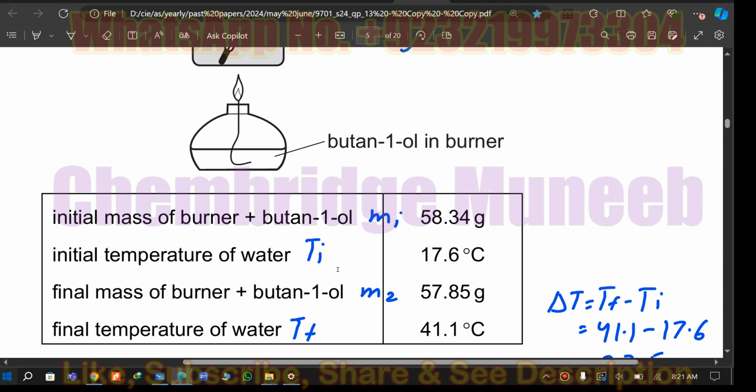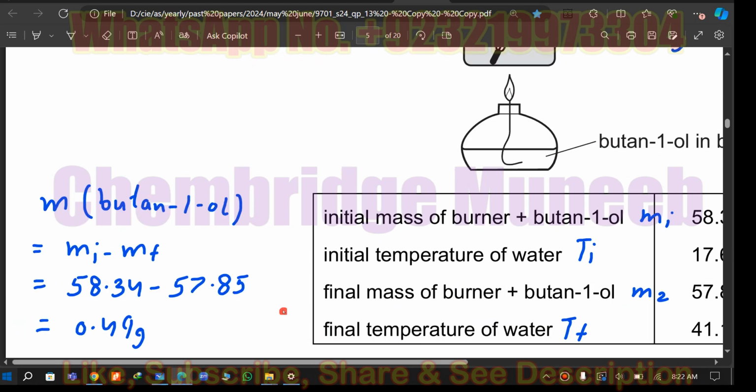Now here we will take the value of Mi minus Mf, because initially the mass was higher, and then after the reaction was done, some of the amount of butanol was burned, so we get a lower value of mass. Now let's take their difference. Mass of butanol is Mi minus Mf, so we get this mass. It is 0.49 gram.